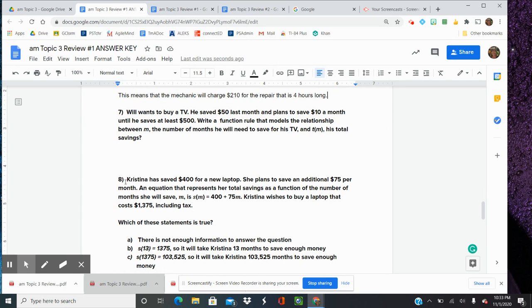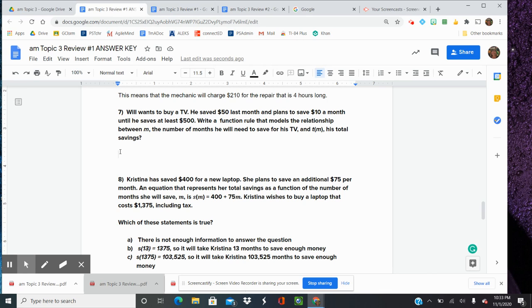Okay, next question. Will wants to buy a TV. He saved $50 last month and plans to save $10 a month until he saves at least $500. Write a function rule that models the relationship between M, the number of months he will need to save for his TV, and T of M, his total savings.